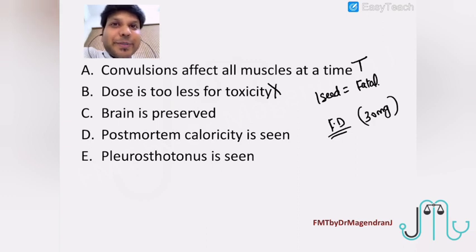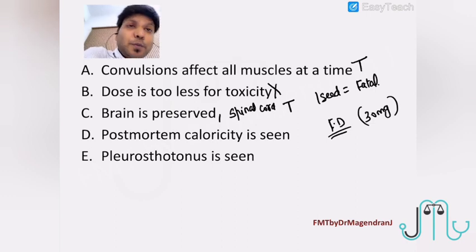Brain is preserved. Do we preserve the brain? Yes, we can preserve the brain along with spinal cord, because this is a spinal poison. That is true. Postmortem caloricity is seen. Yes, what is postmortem caloricity? The body remains warm after death within 1 or 2 hours. Normally we see a decrease in body temperature after death, that is called algor mortis, but in this case there is a small rise, or the body temperature remains warm after death. It's called postmortem caloricity, which is typically seen in nux vomica poisoning also.